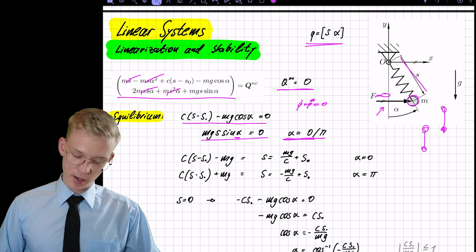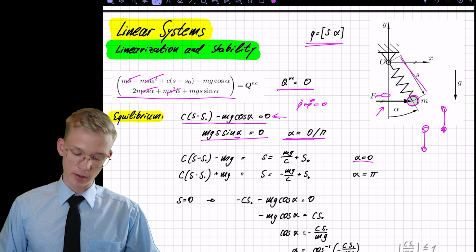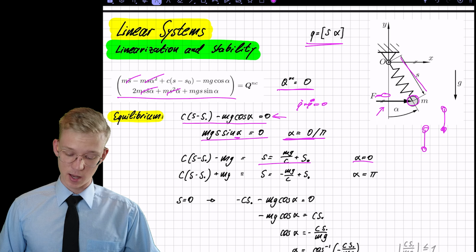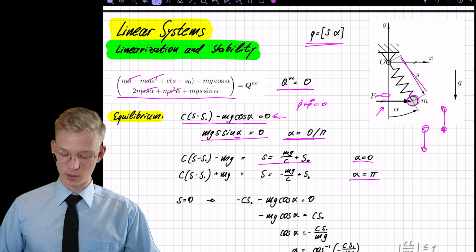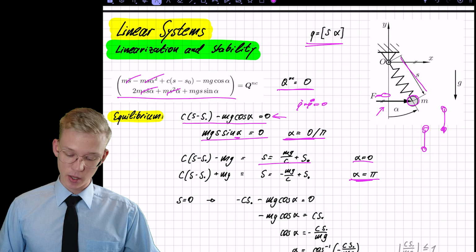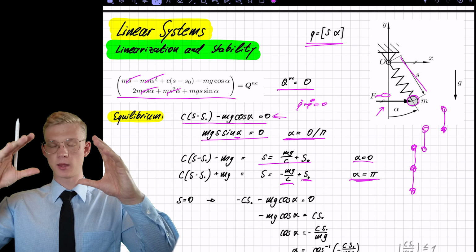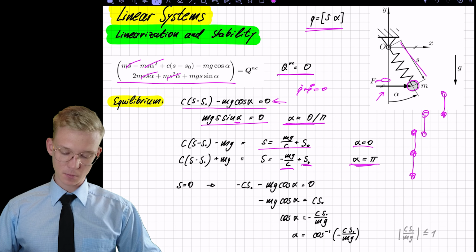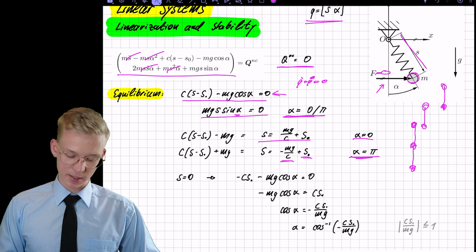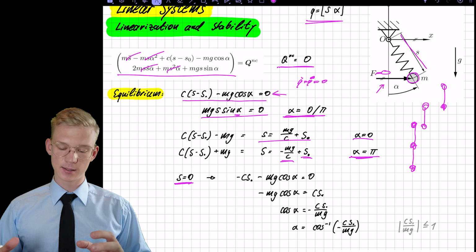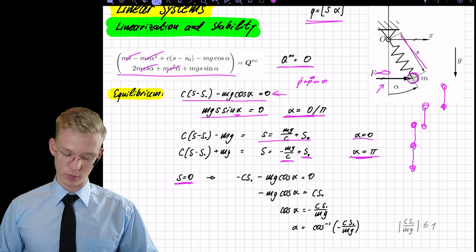Then if we use alpha 0 in the first equation, we see that S is mg divided by c plus S0, or if alpha is pi, so if we're upside down, we have S0 minus mg divided by c. So one time it's longer because we're hanging, and one time it's shorter because the mass is compressing the spring. But there's another option, and that is that S is 0, so the spring is completely reduced to 0.